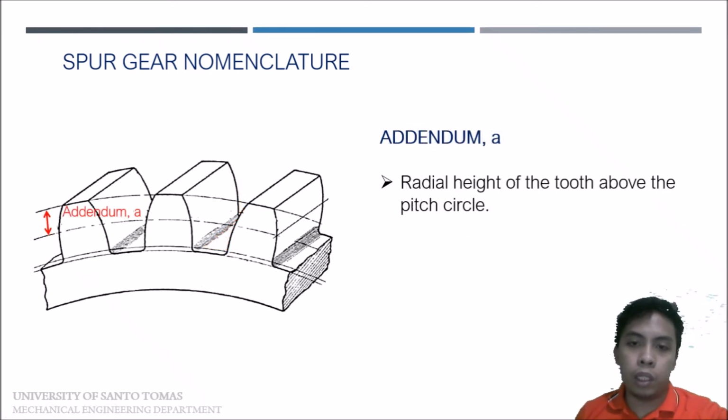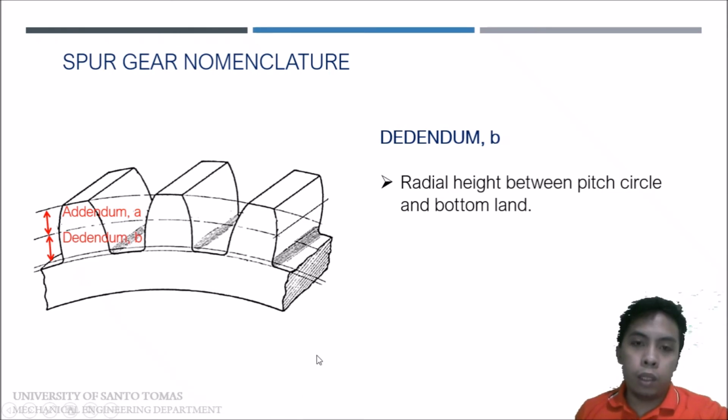Addendum is the radial height of the tooth above the pitch circle. So from this pitch circle up to the upper part of our top land, that is the addendum. The dedendum, on the other hand, is the radial height between the pitch circle and the bottom land.